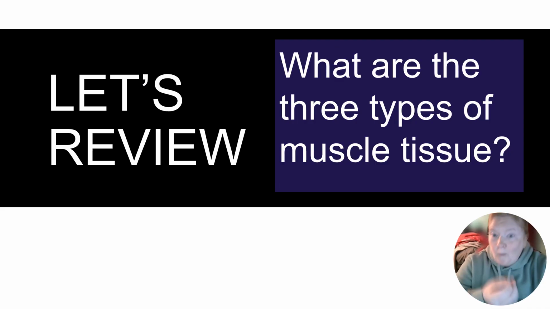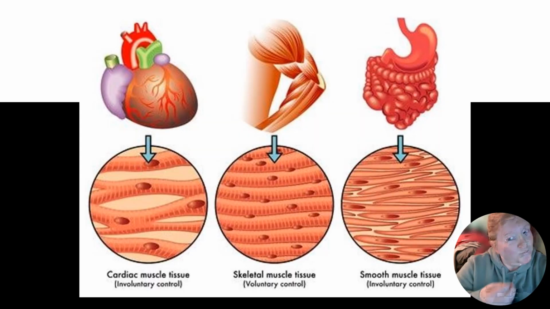All right, you just watched a video talking a lot about the muscular system, so let's go over some of the content from this video. What are the three types of muscle tissue? Do you remember? Hopefully you do. It is cardiac muscle, skeletal muscle, and smooth muscle. Let's go over those in a little bit more detail.